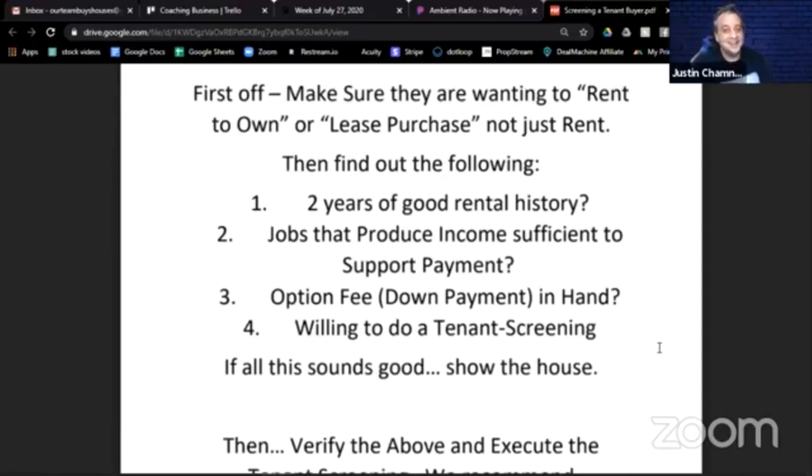So they must have this option fee. If they don't have the option fee, I'm not willing to talk much longer. I may talk a little bit longer and say, is there anywhere you could come up with some down payment, like maybe your grandma or your mom, or maybe you could get it off some credit cards, or any kind of loan from Uncle Larry? No? Okay, well, this isn't going to be a good fit for you. Thank you, have a good day. Bye-bye. Click.